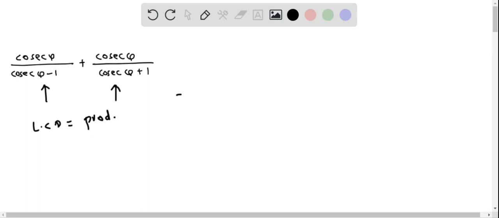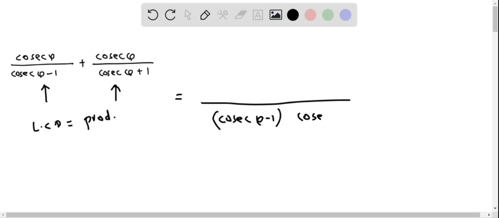So I'm going to put that as the least common denominator. Like this, I write down cosecant phi minus 1 times cosecant phi plus 1. And then I can do the cross multiplication like this. That is, this term has to be multiplied with this term, and this term I can multiply with this term.